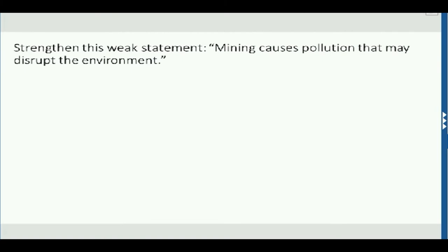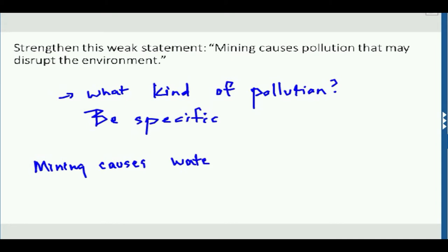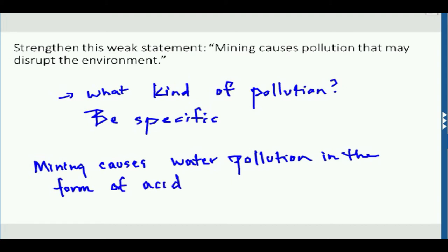Okay, strengthen the weak statement. Mining causes pollution that may disrupt the environment. So for this one, you want to say exactly what kind of pollution. You want to be specific. So you might say something like, mining causes water pollution in the form of acid mine drainage, which could kill fish.